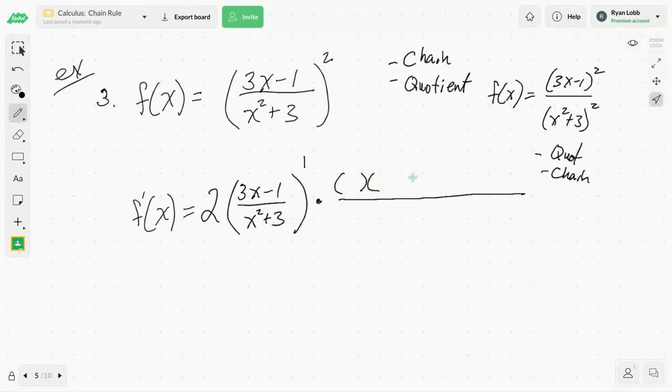parentheses, parentheses, minus parentheses, parentheses, over parentheses, squared. There's my template for the quotient rule. In here, the derivative of the numerator. What's the derivative of 3x minus 1? 3, times the denominator, x squared plus 3, minus the numerator times the derivative of the denominator, 2x, and then all over here we just rewrite the denominator, x squared plus 3, squared.